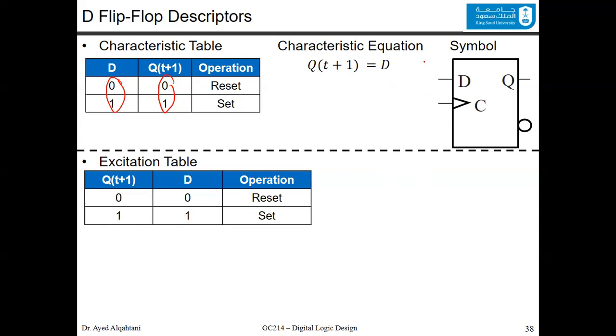The characteristic equation: the next state is going to equal D, and this is the symbol, as you can see. We take the S and R out and we replace them by a symbol D. Now you can see that in the excitation table, we just flip those columns, but the meaning is different. The excitation table says that if we know that the next state is going to be 0, then for the D flip-flop input we must put 0. If we want the next state to be 1, then the D is going to be 1.